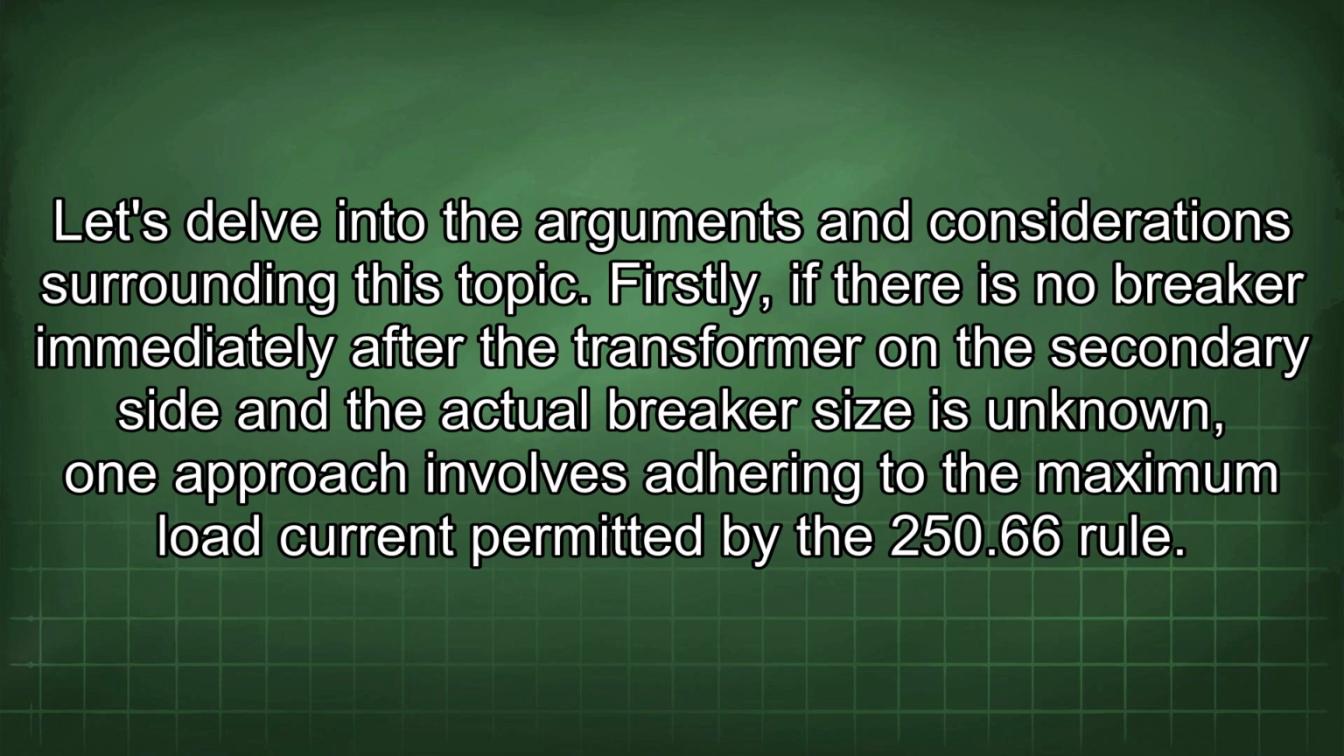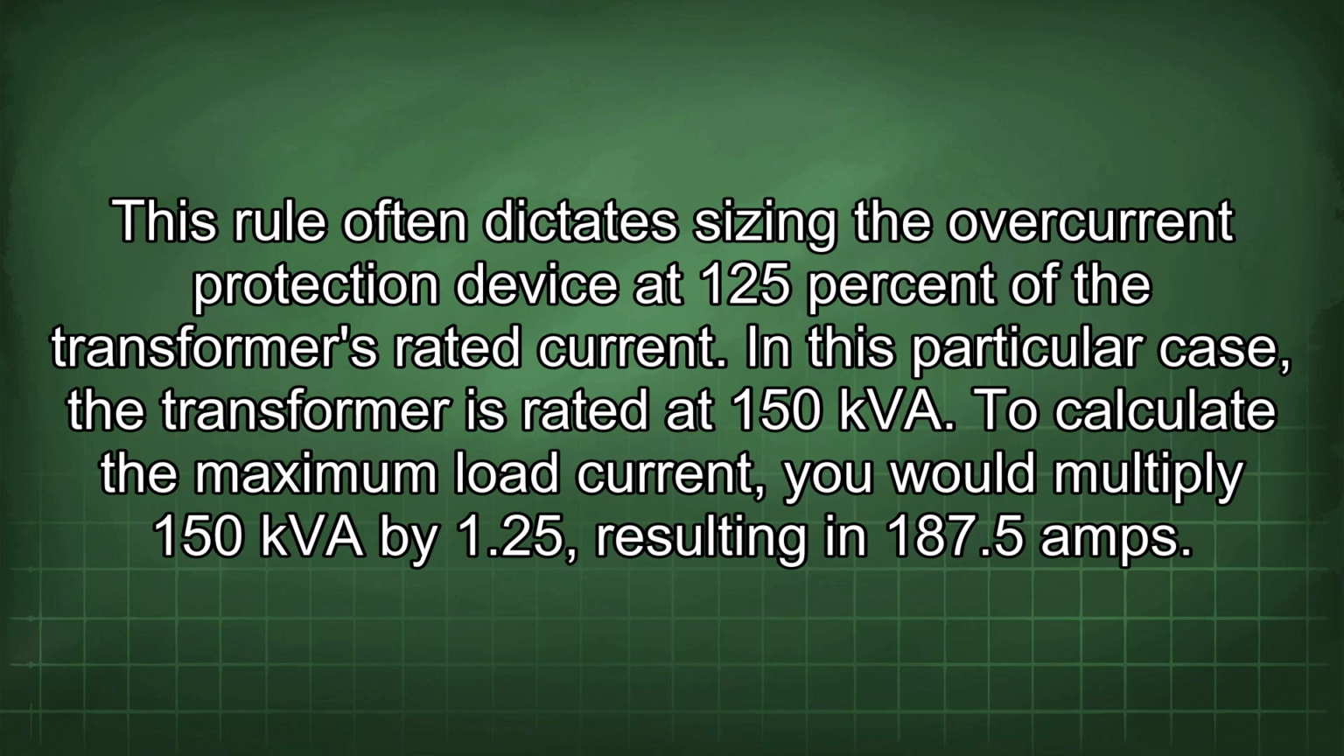Firstly, if there is no breaker immediately after the transformer on the secondary side and the actual breaker size is unknown, one approach involves adhering to the maximum load current permitted by the 250.66 rule. This rule often dictates sizing the overcurrent protection device at 125% of the transformer's rated current. In this particular case, the transformer is rated at 150 kVA. To calculate the maximum load current, you would multiply 150 kVA by 1.25, resulting in 187.5 amps.